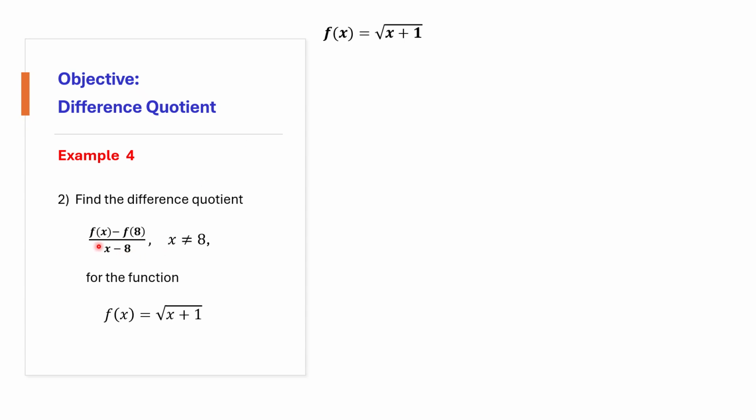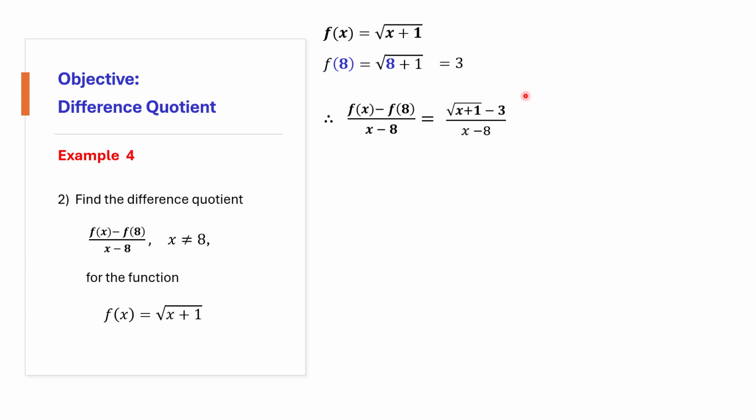So we don't need to solve for f of x because that's the given. We will next solve f of 8. When we solve for f of 8, substitute 8 for every x in the given function. So we have square root of 8 plus 1, which is equal to square root of 9, which is equal to 3. Then let us now create the difference quotient. The difference quotient will now equal square root of x plus 1 for the f of x, and then for the f of 8 it is 3, and the denominator is the same.